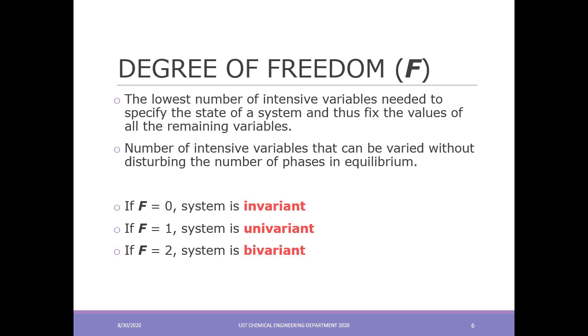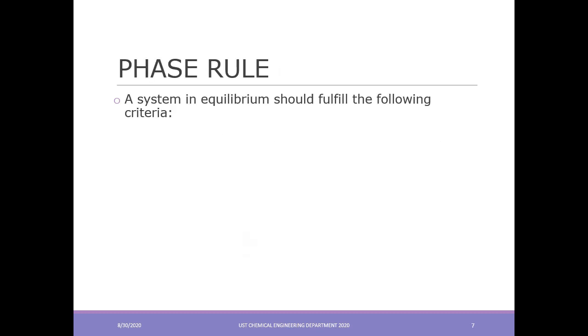Now, how do we determine the degree of freedom of a certain system in equilibrium? We use the concept called the phase rule. Phase rule is used for systems in equilibrium. But how do we know if a system is in equilibrium? It should satisfy three criteria: thermal, mechanical, and thermodynamic equilibrium.